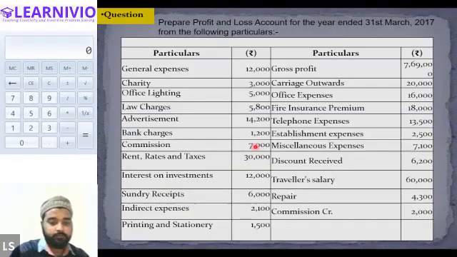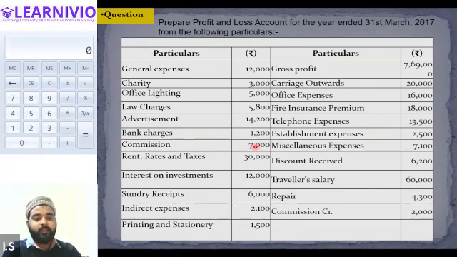Next. Then we have interest on investment. Tell me, what will be interest on investment? It will be an income or the expense? Halima, Hamad, Alexander, Steve. Anyone?